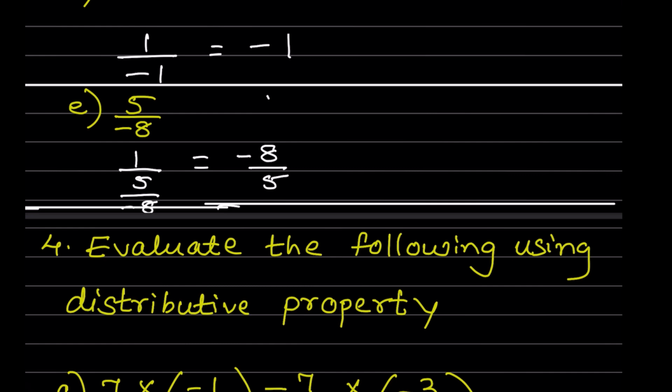Now here, this is not seen. I'll just write it here. This is minus 1. Okay. So now 5 by minus 8. So 1 divided by 5 by minus 8. So this is going to get flipped over. So minus 8 will go here. That will be divided by 5. So this is the answer.